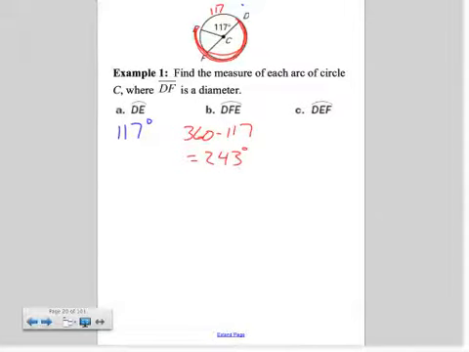I think I screwed that up. Let me see here. 240, 340, 350. No, that's right. Okay, so 243 degrees is the measure of that major arc.